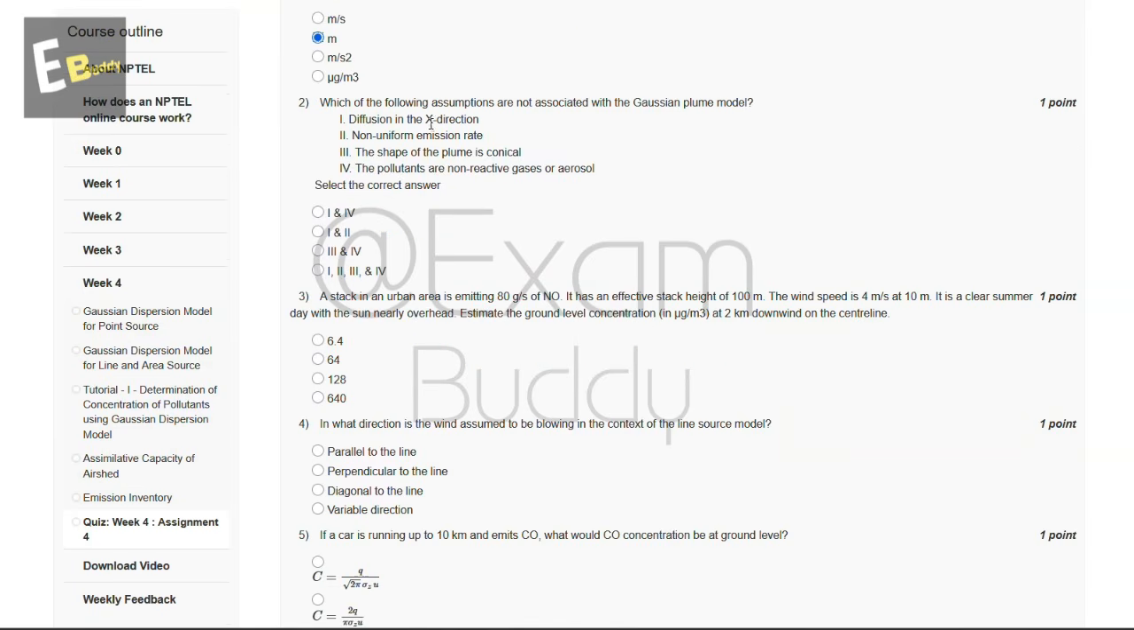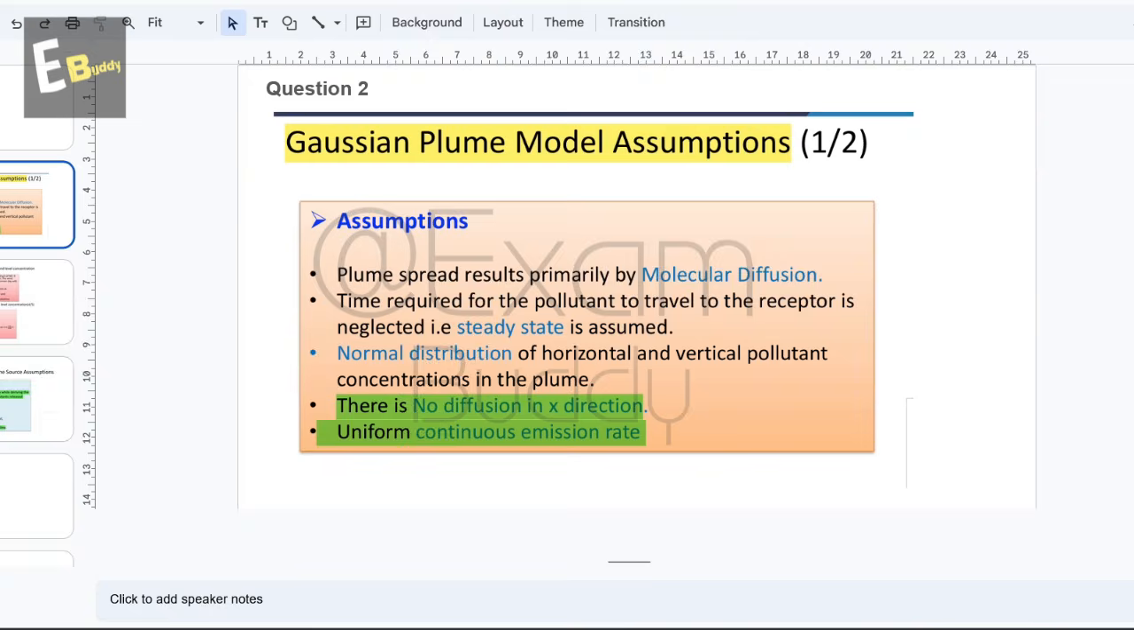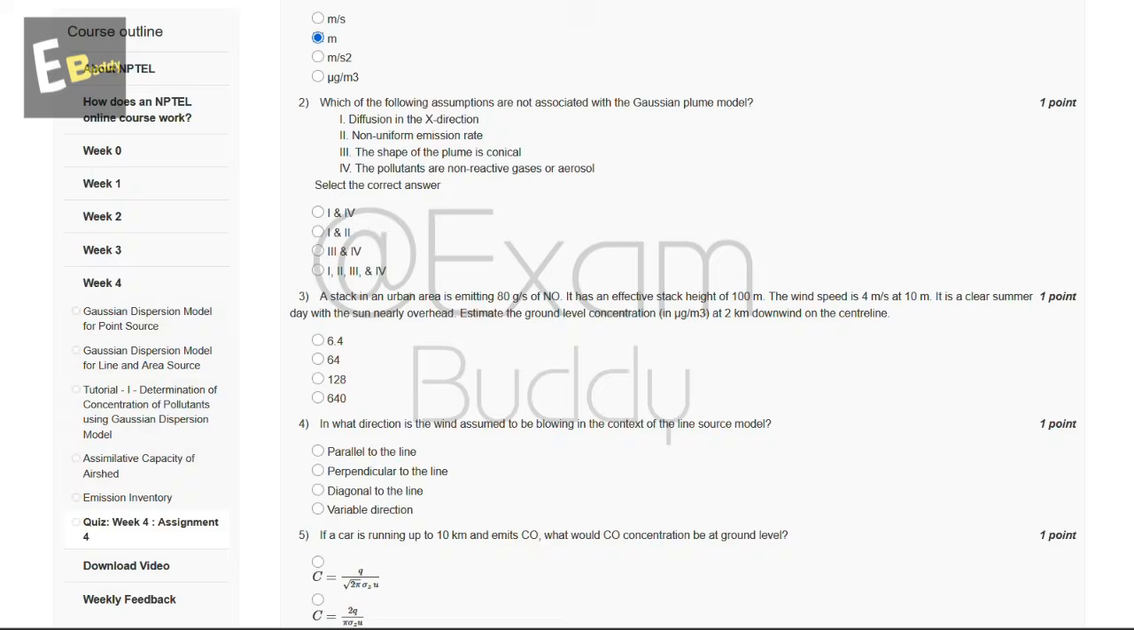Which of the following assumptions are not associated with the Gaussian plume model? So these are the options, and now let's check the explanation. So explanation says Gaussian plume models: there is no diffusion in x direction, uniform continuous emission rate. So the answer for our second question is B, first and second. And now let's go to our question number 3.